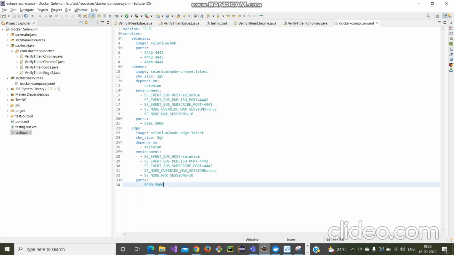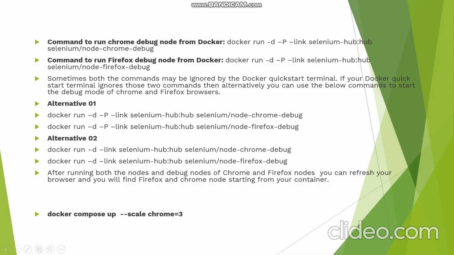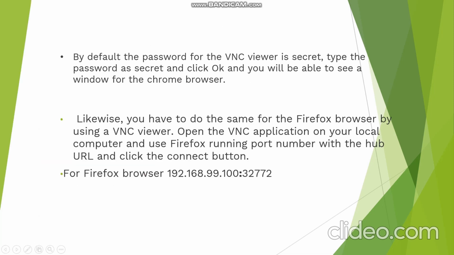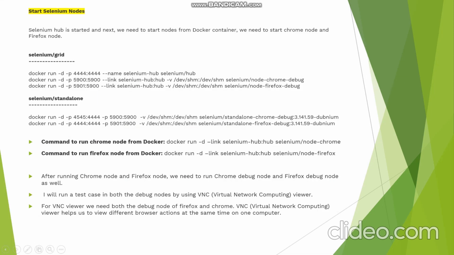Okay. Since I have shown you all this theoretical concept, I'll go to the practical one. Also, I want to show the difference between the commands, like if we are running the commands independently through the command prompt. For Selenium Grid, the first command is docker run -d -p, port number 4444 for the hub, so Selenium Hub, and this is for Selenium Node Chrome debug and Firefox debug.